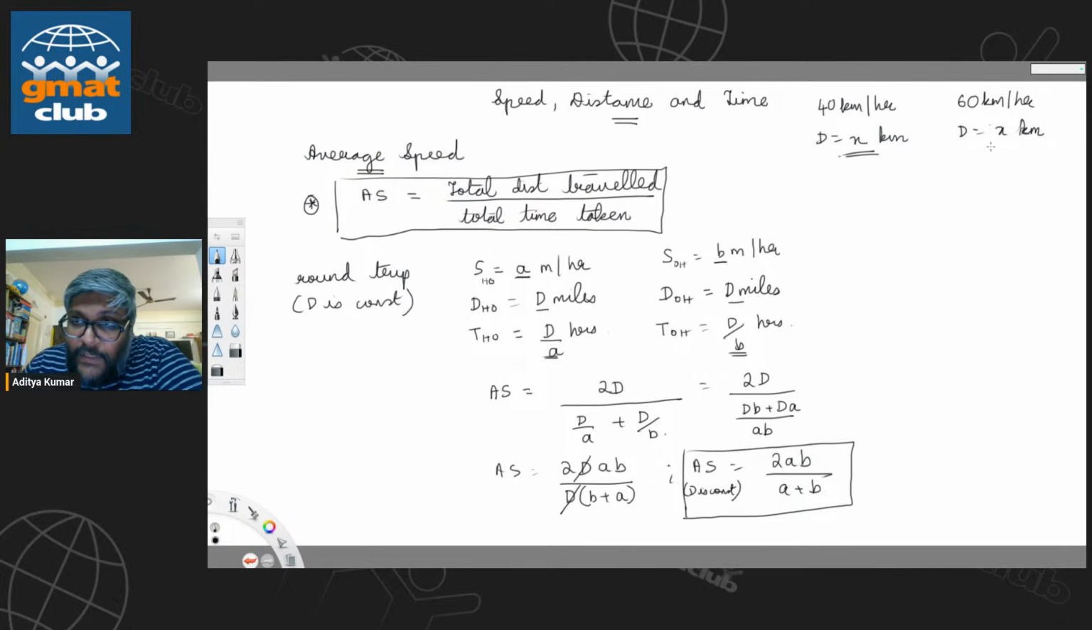As soon as I see that the distance is constant, if I need to find the average speed, I'll directly say it's going to be 2ab by a plus b. So average speed would be 2 times 40 times 60 divided by 40 plus 60, which would be 100. Right? So 6 4 is 24. 24 into 2 will give me 48 kilometers per hour.